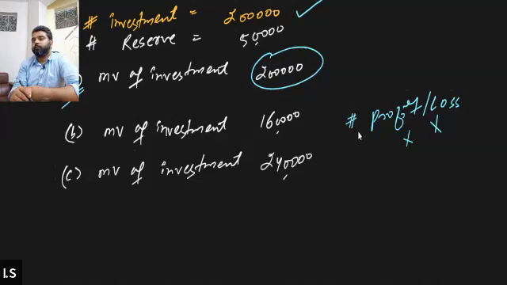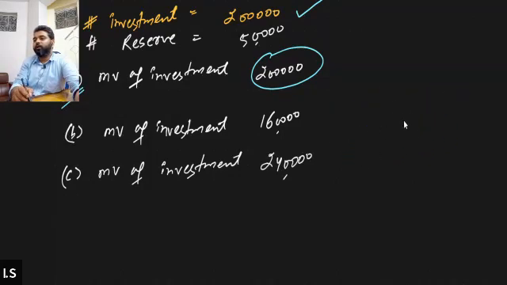Yes, sir. So it simply means that the entire amount of reserve will remain as it is. That means the entire amount of reserve can be distributed among the partners. The entire 50,000 can be distributed among the partners, yes or no? If the market value of the investment and the cost of investment are both equal, then the partners will be able to distribute the entire 50,000 among themselves in the old profit sharing ratio, yes or no? Yes, sir.